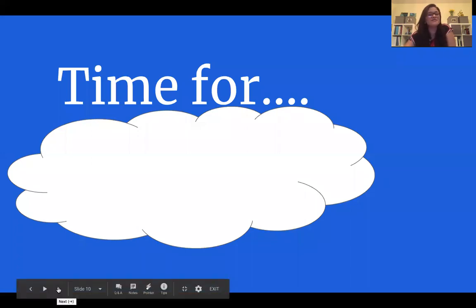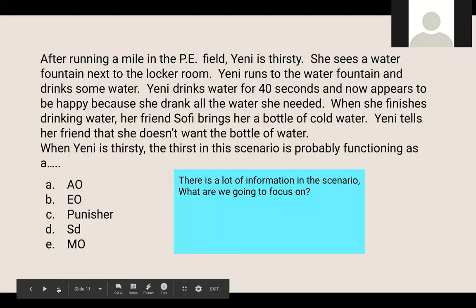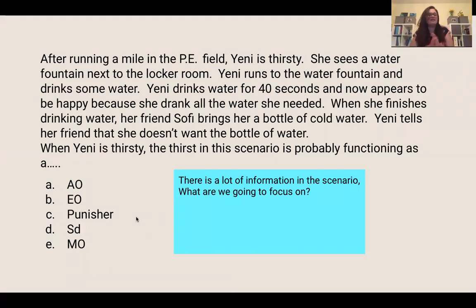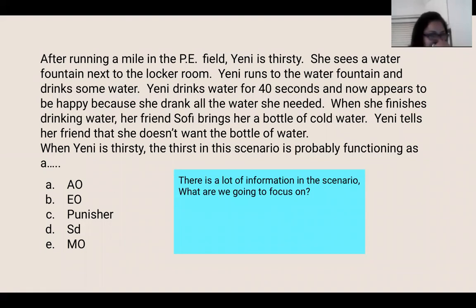Okay, time for your favorite part of the Zoom. What is it, guys? Mock questions. Are you ready? Yay. I can hear that excitement. Come on, guys, we can do better. Who's going to give a cheer? Ready? Go. Woo, woo, woo. Look at the dog. Even the dog is happy. Okay, let's breathe it in. Let's breathe it out.